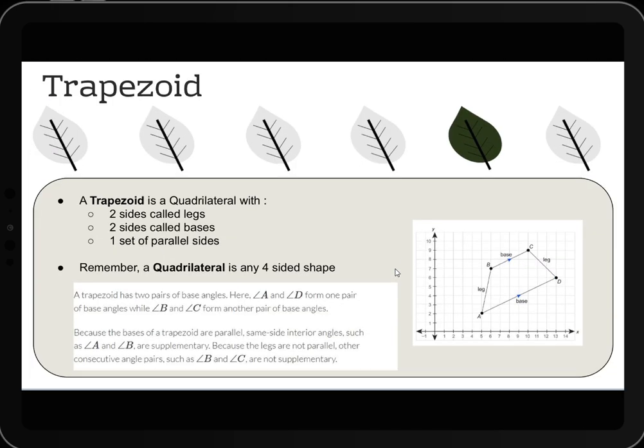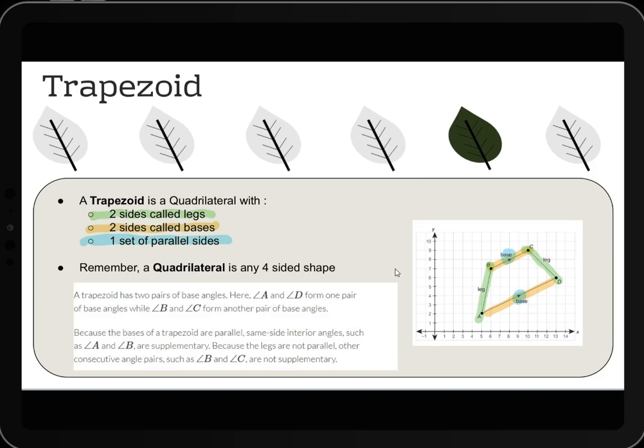Okay, let's take a look at the trapezoid. A trapezoid is a quadrilateral that has two sides that are legs. So we have a leg here and a leg there. We have two sides that are bases, so here, and we have one set of parallel sides as well. You see the parallel symbols right there, and that's what makes up a trapezoid.